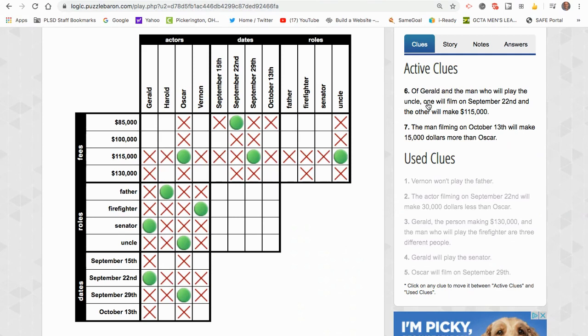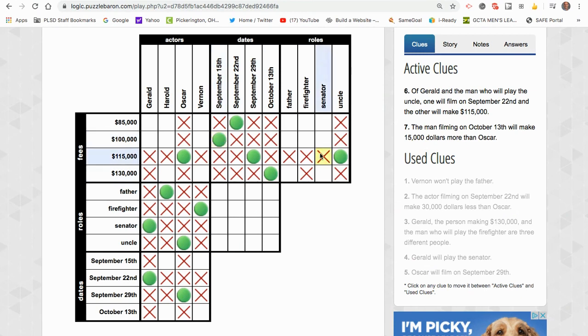Of Gerald and the man who will play the uncle, who's right here, one will be on the 22nd. Well, we've already established that. The other will make $115,000, which is right here. And then the man filming on October 13th, right here, will make $15,000 more than Oscar. So we know Oscar is $115,000. And since this person is making more, they move to here. And all of a sudden, we've got all that solved as well.